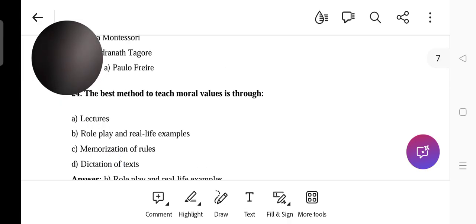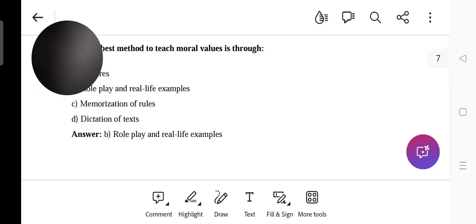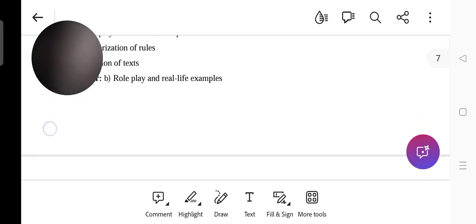So what will be the appropriate answer? The best method to teach moral values is through role play and real life examples. Role play and real life examples. So option B will be the appropriate answer.